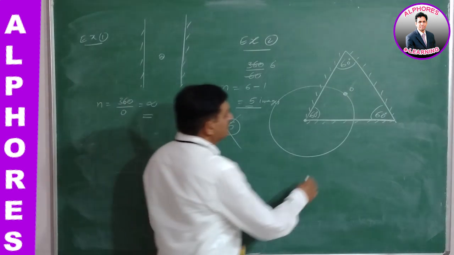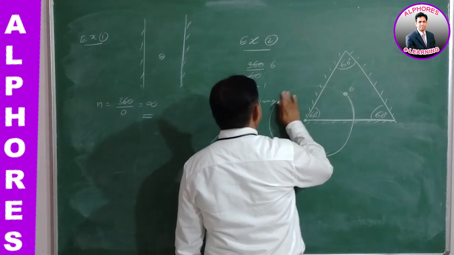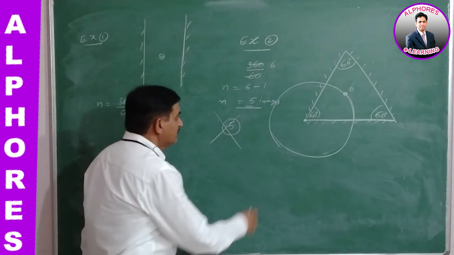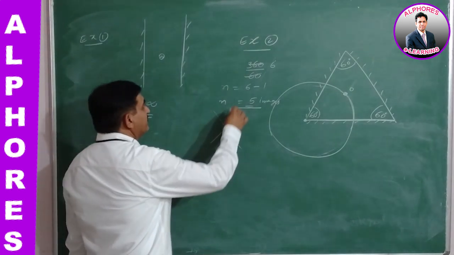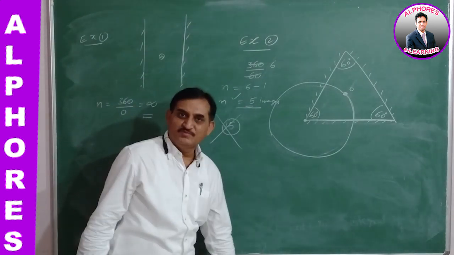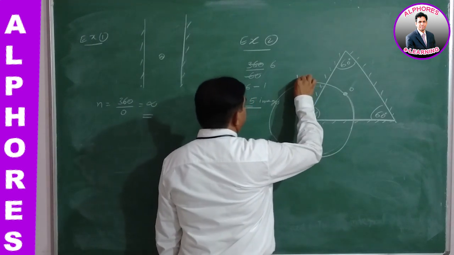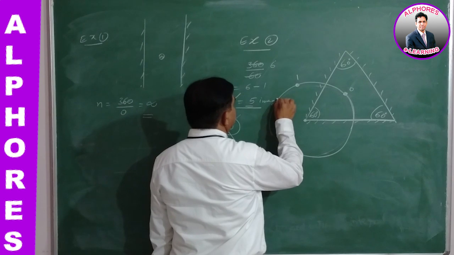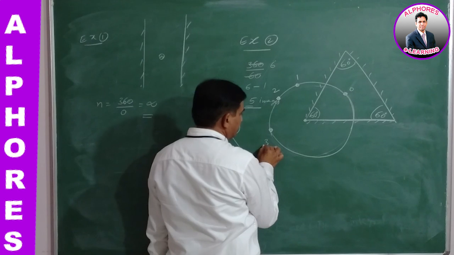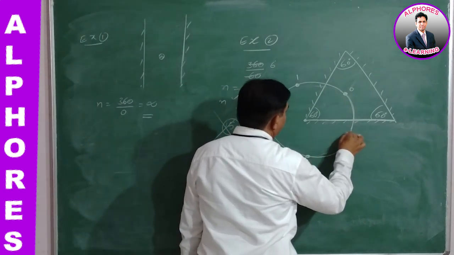This is one circle. So, the number of images formed by one pair, how many? 5. Try to locate them. 5 images. Okay. Here one image, say 1. Here one more image, 2. Here one more image, 3, 4, 5 images.